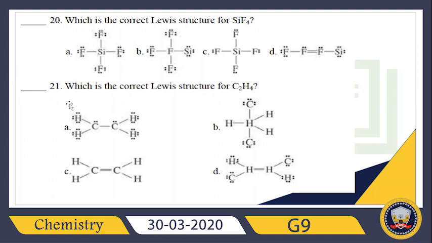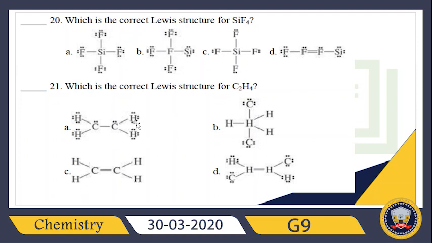Now, question number 21. Which is the correct Lewis structure for C2H4? Which one? I will give you a second to think. Now, you have C2, but you have 4 hydrogens. So this shows that each carbon is bonded, but you have a double bond. These structures are called alkenes. So there is a double bond. So this structure is called ethene. So this is the correct structure. This is the correct Lewis structure for it.